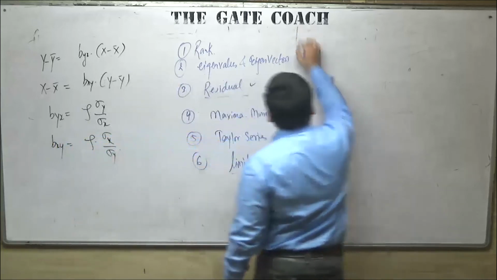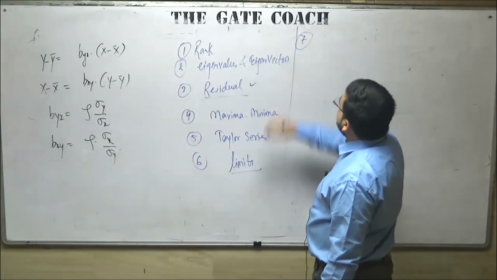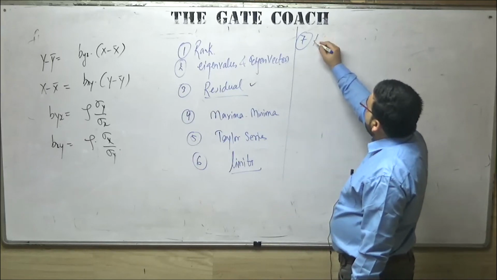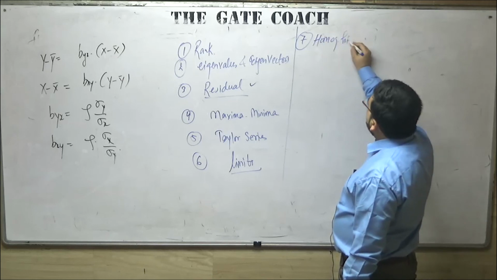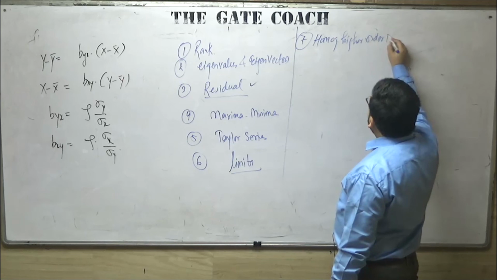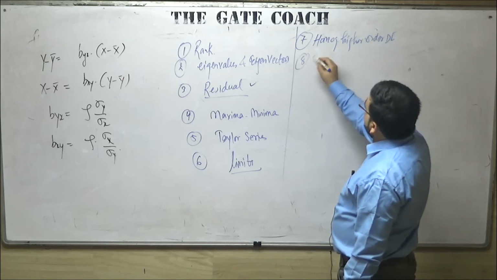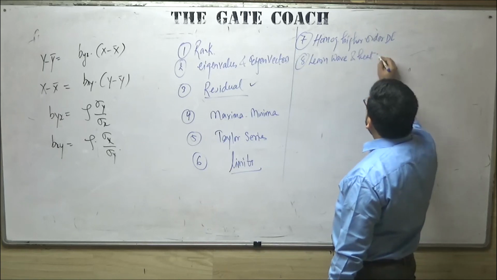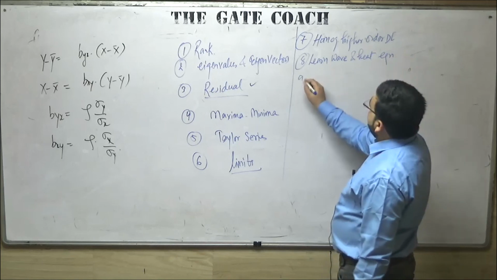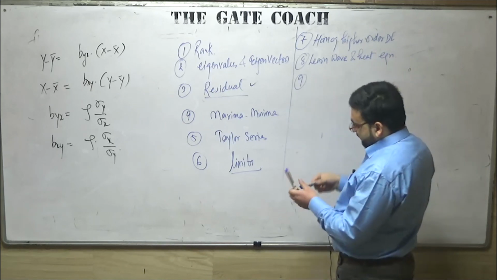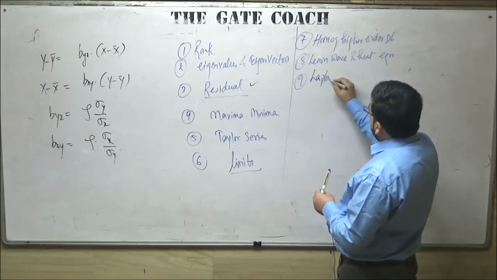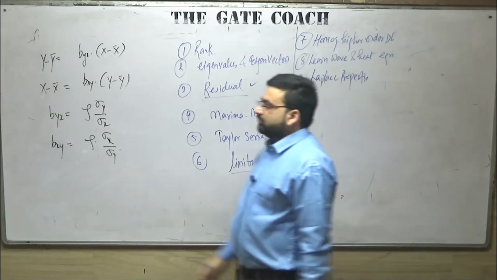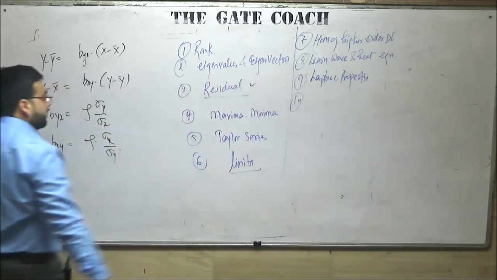Let us move to another chapter, differential equations, which is considered to be the lengthiest chapter in mathematics. Number 7, do homogeneous higher order differential equations. Number 8, learn the wave equation. Wave and heat equation, because both are almost similar. Number 9, Laplace properties. That is more than enough for differential equations.